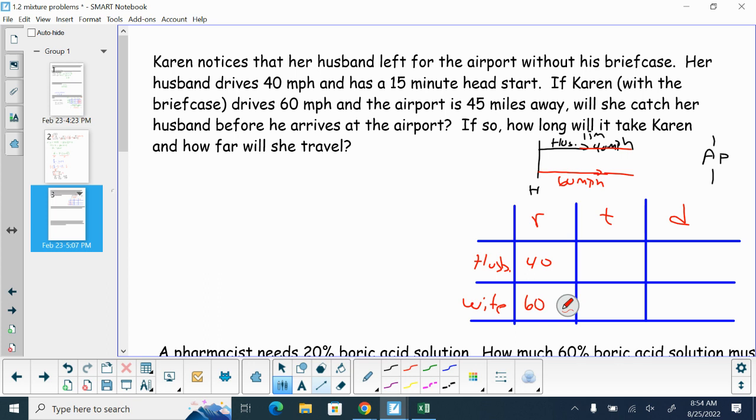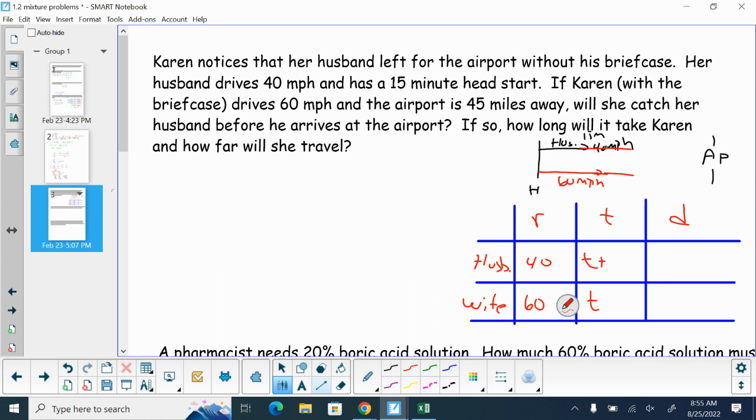If one's traveling 15 minutes longer, it got a 15-minute head start. So if I relate it to T minus 15 and T, now which one would be T minus 15? The wife would be T minus 15. We could do one of two things. If we do the husband, he would be T plus 15. I like doing that because I have the addition sign in there rather than the subtraction. So I'm going to say the wife is T, and the husband would be T plus 15, but we have one slight problem with the 15.